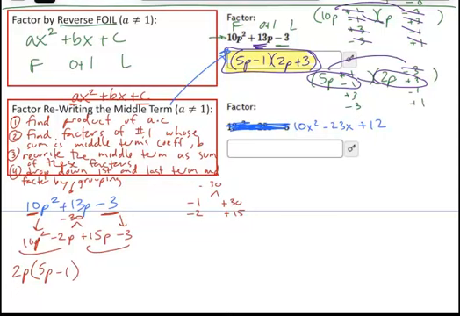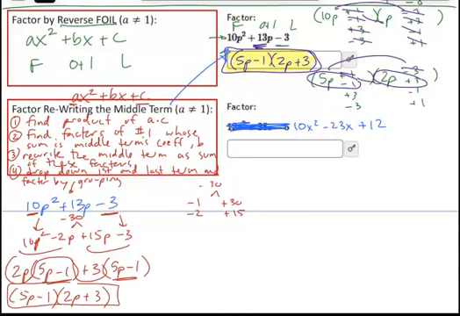Do the same thing for my second pair of terms. Between 15p and negative 3, I can remove a common factor of positive 3, leaving a 5p and a negative 1. If I've done this correctly and it's factorable, I should have a common binomial factor, which I do, 5p minus 1. And the remaining monomial factors of 2p and positive 3 form the terms of my other binomial. And so that would be my factored form. I see it's the same thing as I got by trial and error.